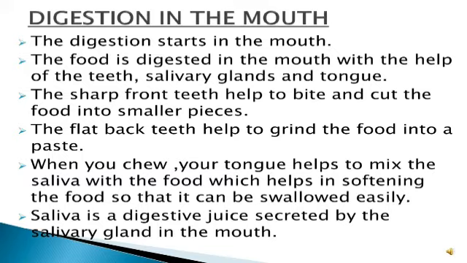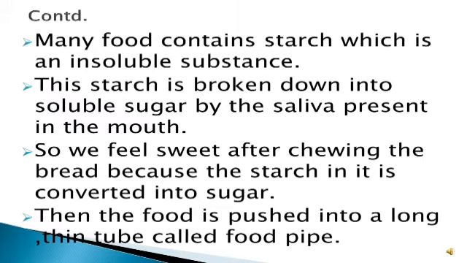The sharp front teeth help to bite and cut the food into smaller pieces. The flat back teeth help to grind the food into paste. When you chew, your tongue helps to mix the saliva with the food. Many foods contain starch, which is an insoluble substance. This starch is broken down into soluble sugar by the saliva present in the mouth. So we feel sweet after chewing bread because the starch in it is converted into sugar.